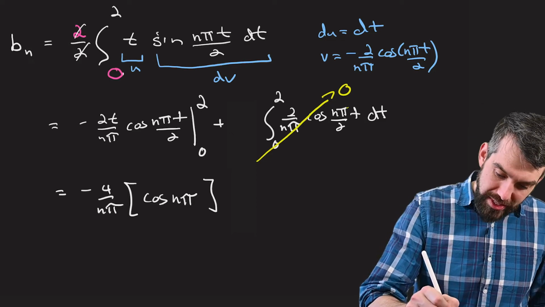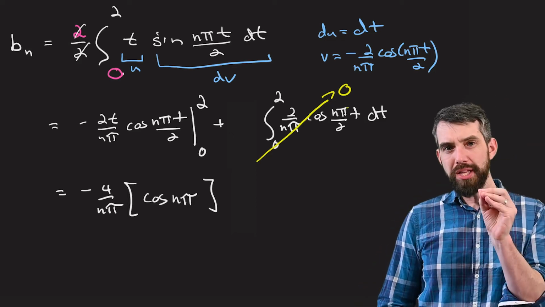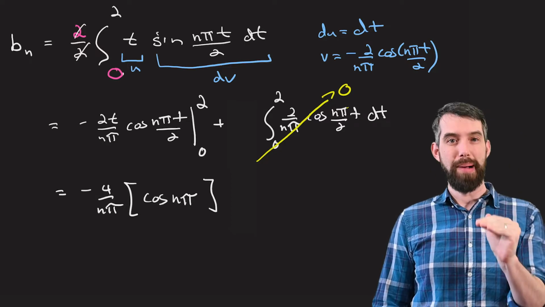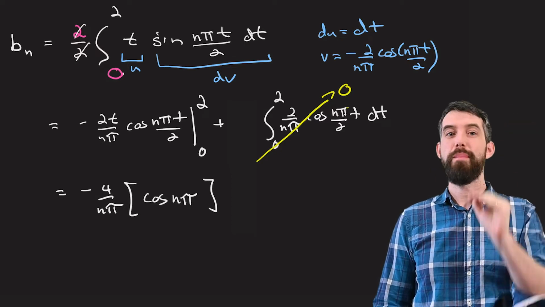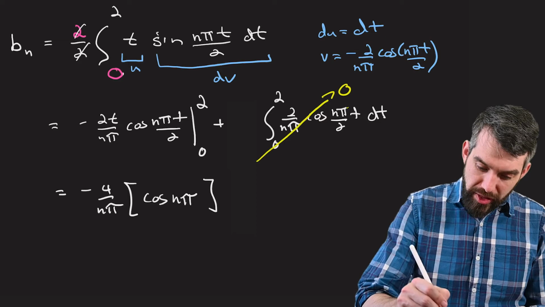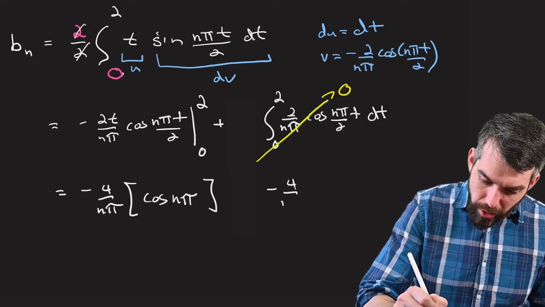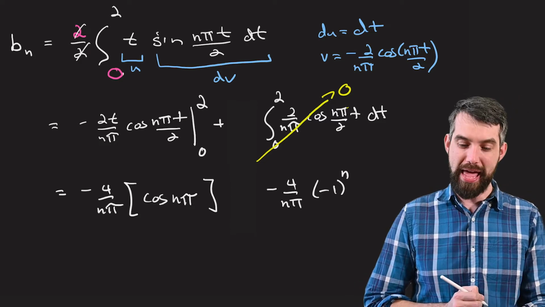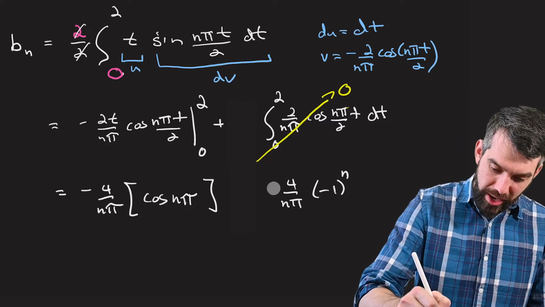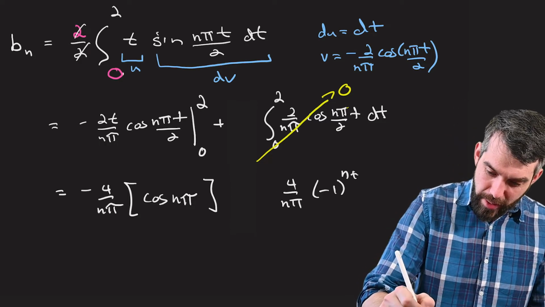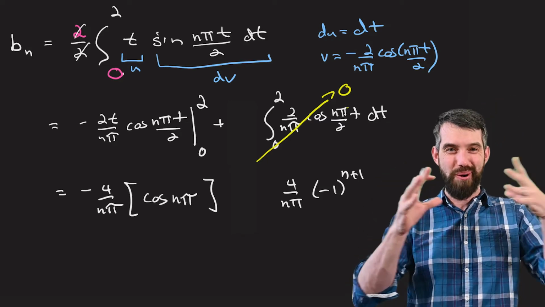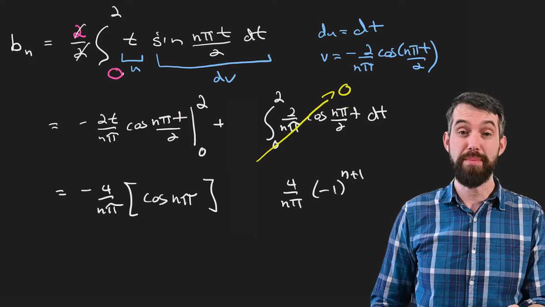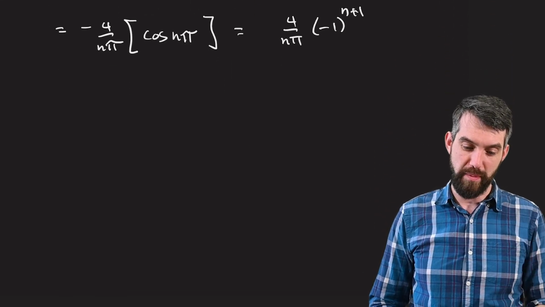Either way, what's this? Well, cosine of n pi goes between, if n is equal to 0, 1, -1, 1, -1, 1, -1, and so forth. So this is just -4 over n pi times -1 to the power of n. And if you prefer, I'll erase the minus sign and put it up here. I'll make it n plus 1 just to put all those minus signs together. So that's my coefficient. And now I'm ready to state my final answer. So this is my formula for the bn.